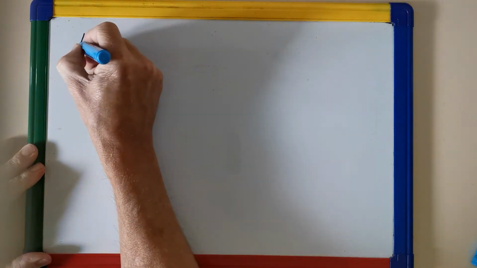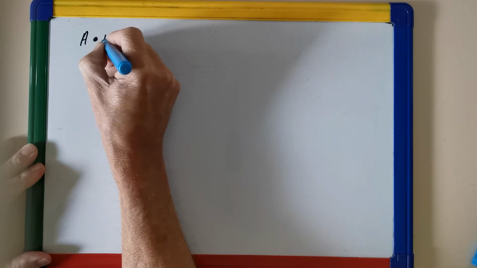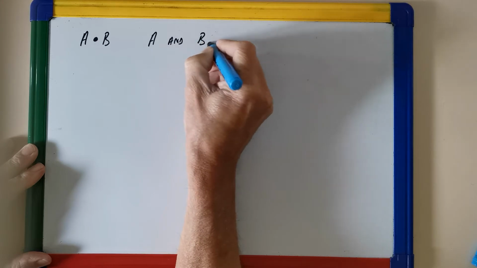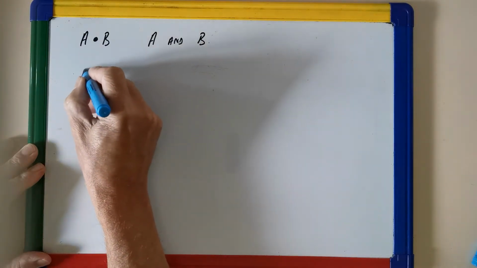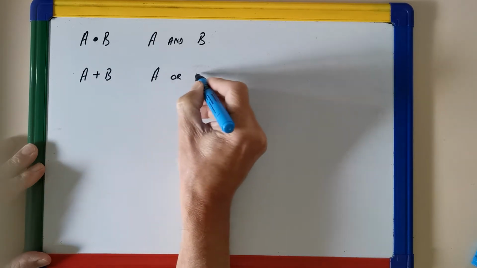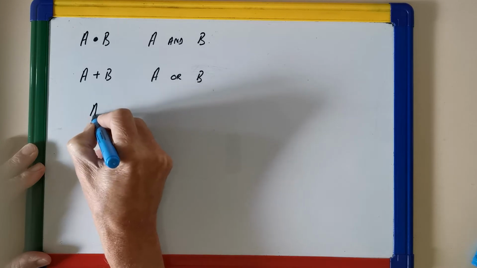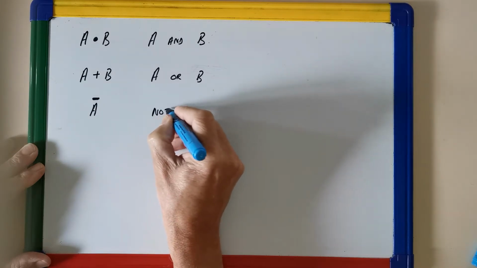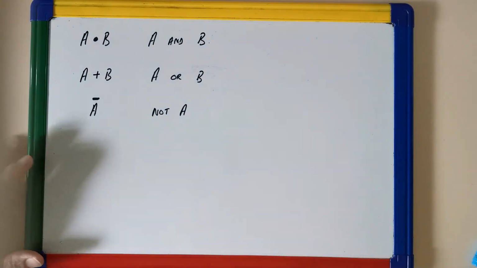Hello again. In this video we're going to look at how to go between the Boolean expression and the circuit itself. So firstly let's remind ourselves what these symbols are. The dot means and, so this is A and B. The plus sign means or, so this is A or B. And the bar across the top means not. So this is not A, or the opposite of A.